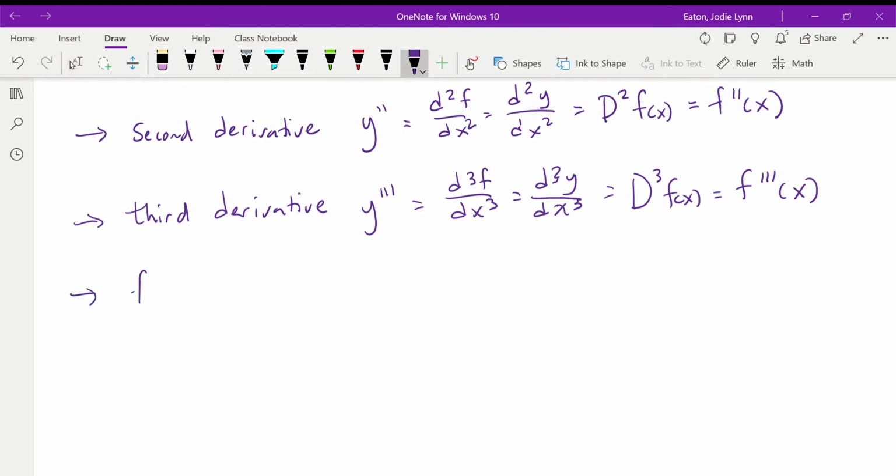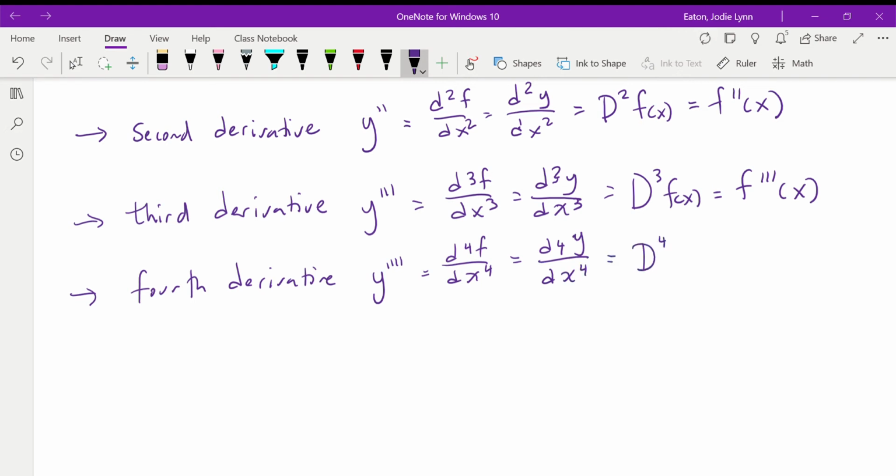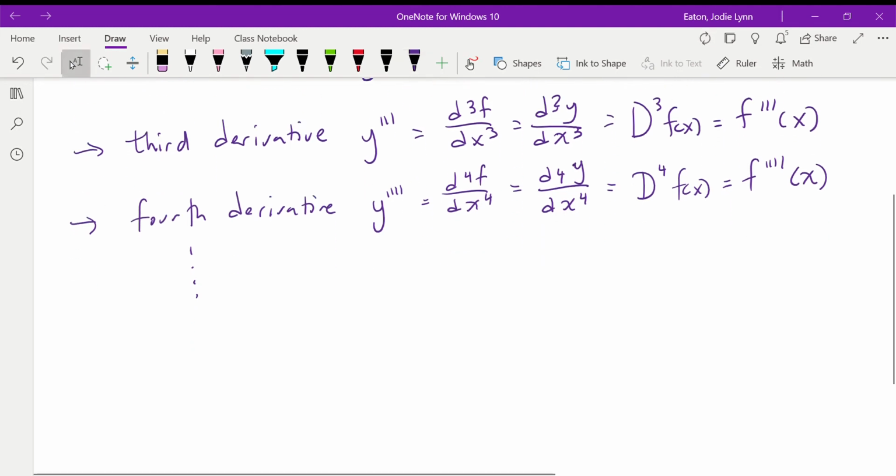So we can get the 4th derivative, or y quadruple prime, which is d to the 4f dx to the 4th, which is d4y dx to the 4th, which is d4 f of x, or f with 4 primes. Okay, and as you can see, we can clearly keep on going as long as we want.